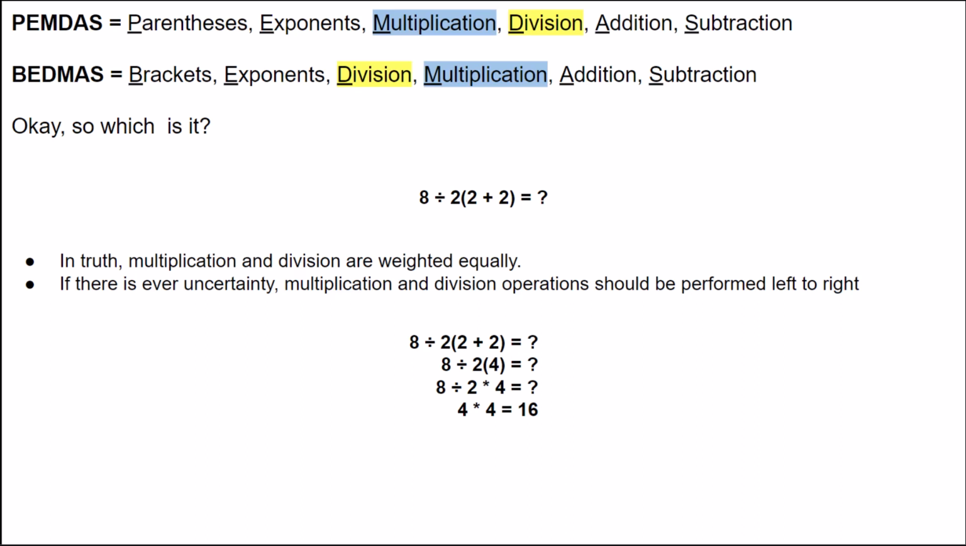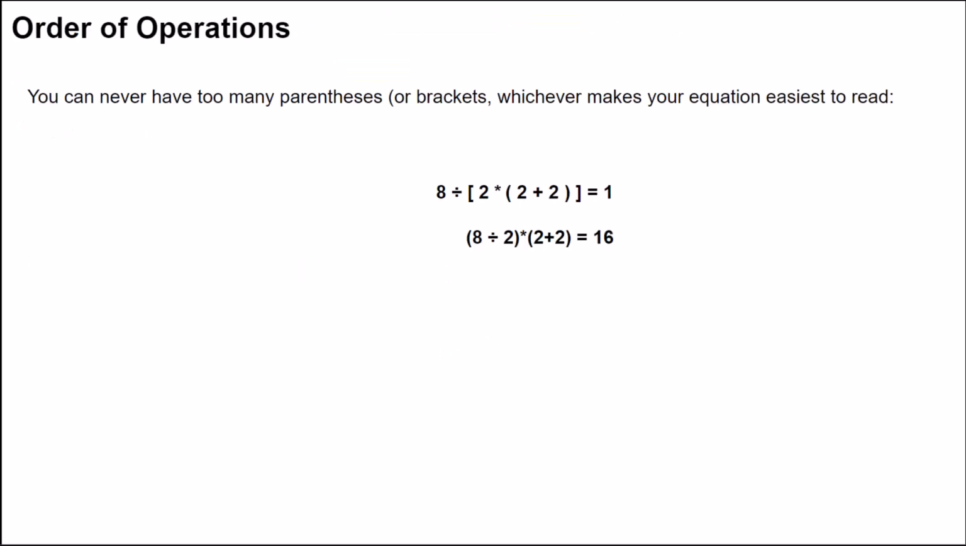So the take home from this is, regardless of which method you're using, do parentheses and exponents first, but when you get to multiplication and division, do whichever shows up first from left to right, unless there are parentheses to guide you in the right direction. My rule of thumb, and the best way to do this, is to approach problems from the aspect of you can never have too many brackets or parentheses.